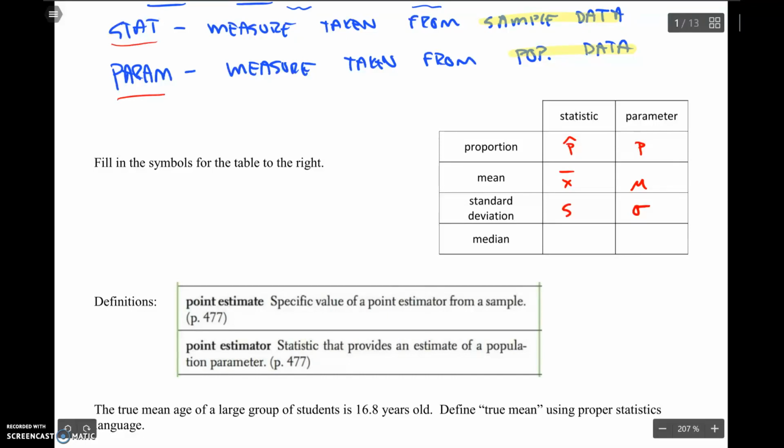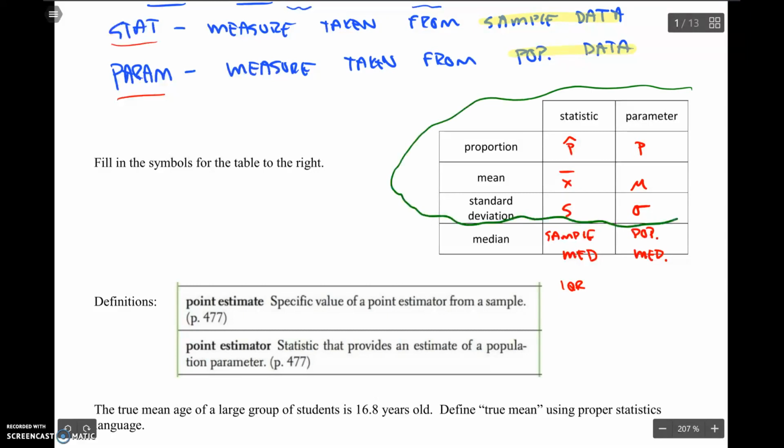For everything else, we kind of just say, well, the statistic, we call it the sample median, or we call it the population median. There's no, again, that I'm aware of, special notation. Same with like IQR or minimums or maximums or Q1s or Q2s. There's no special notation for those that I'm aware of. And this kind of does illustrate that these are the ones we're going to use the most. So those are the special notations. Please be clear about which ones are statistics and which ones are parameters.